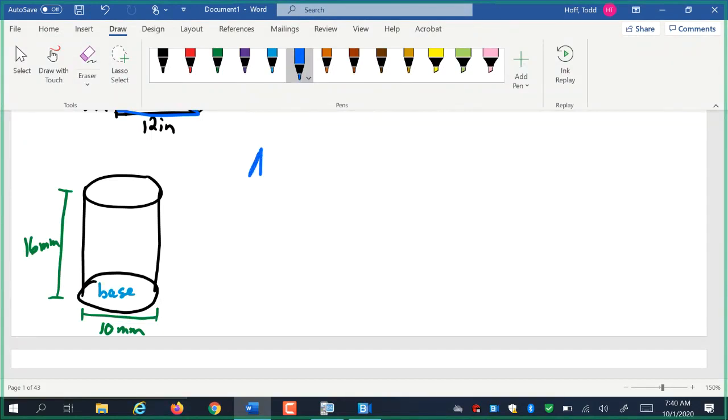So once again, we need the area of a base. So the area of the base here, the base is a circle, so it's going to be the area of a circle. Pi times 5 squared. Diameter of 10 millimeters, so the radius would be 5 millimeters. Giving us the area of that base is 78.5 millimeters squared.